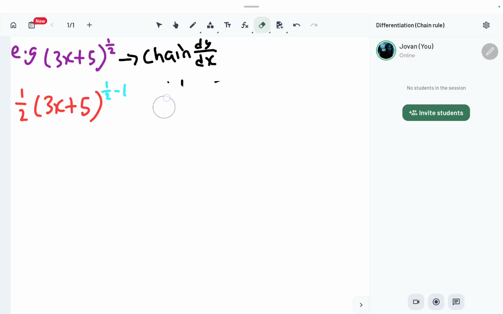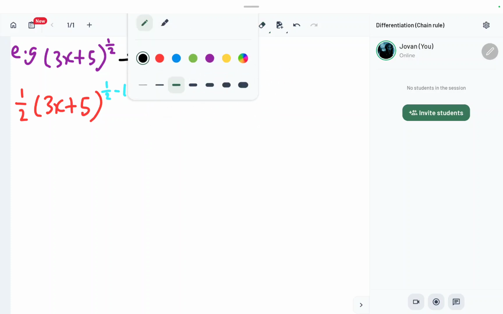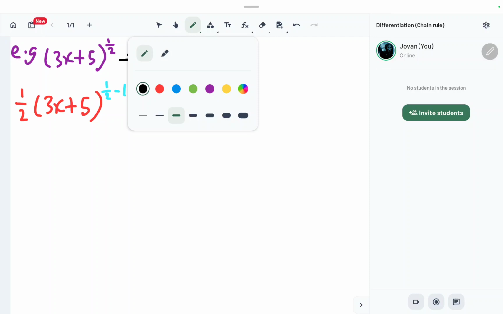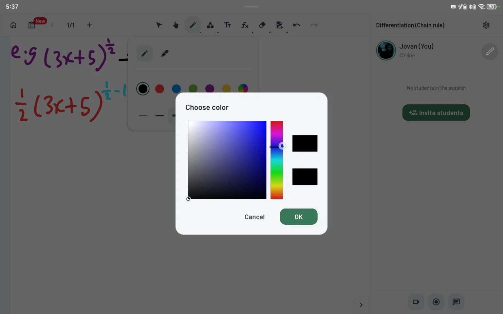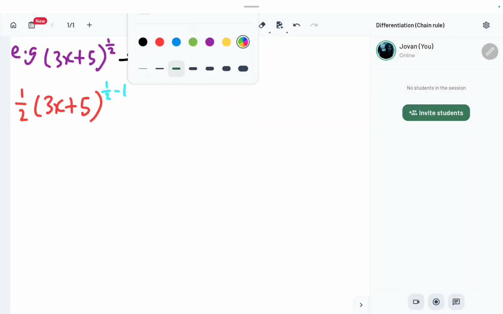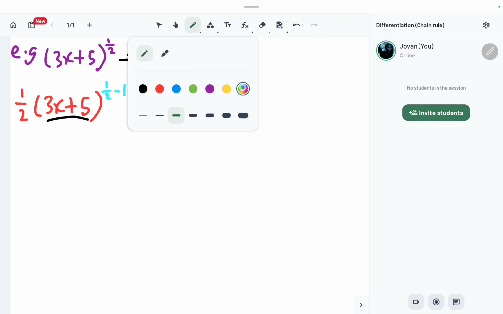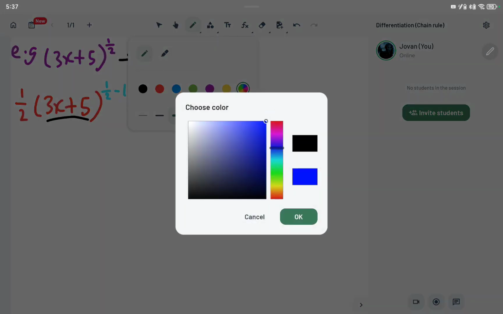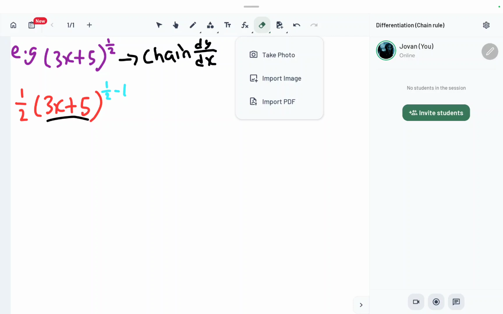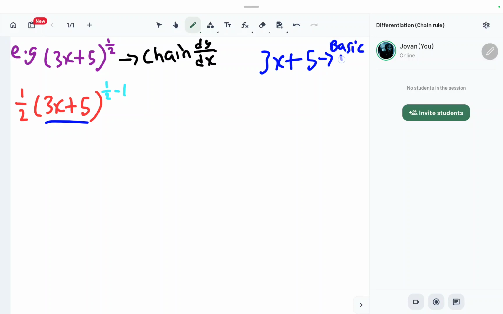So next one, the one in black is what I would write, yeah? Next, we will differentiate the inside bracket. I remember I used dark blue. I said differentiate inside bracket, we need to add one more. So I'll differentiate this bracket, right? So we know that 3x plus 5, 5 is basic. It's basic differentiation.